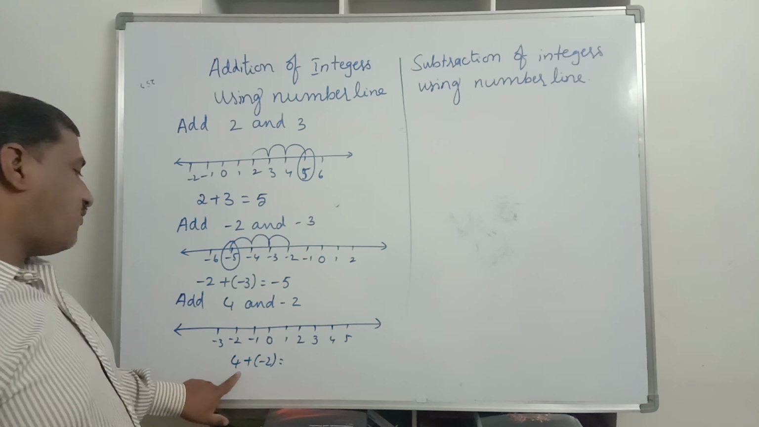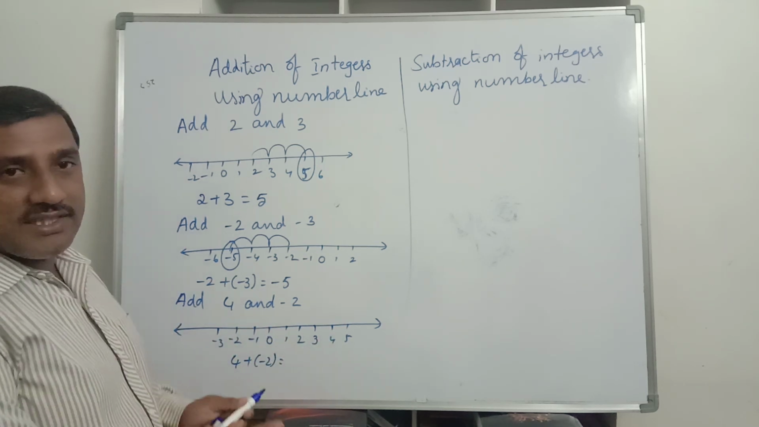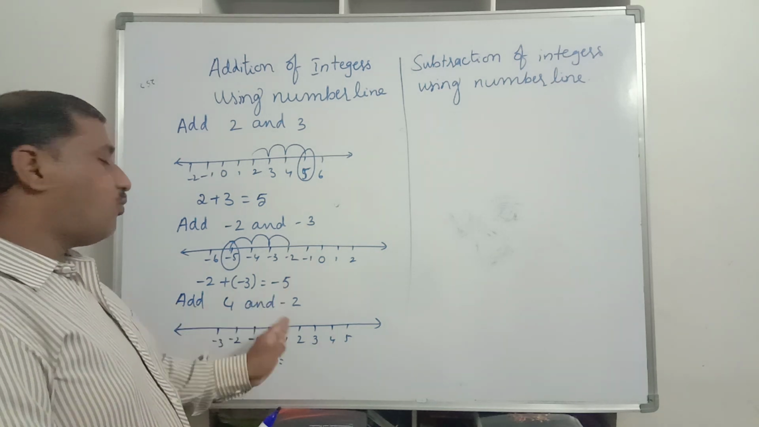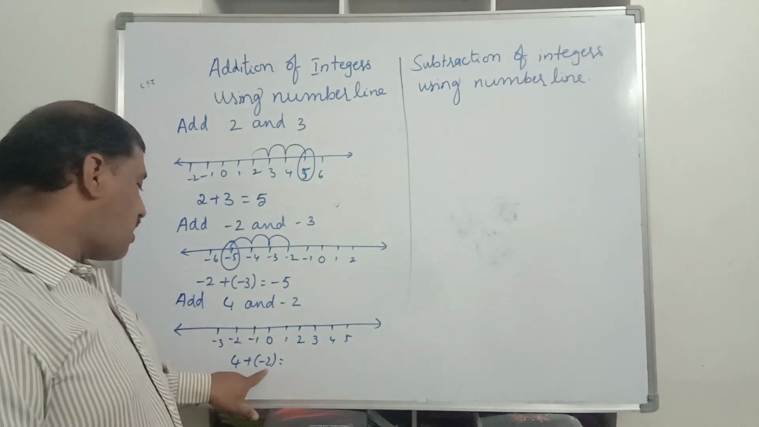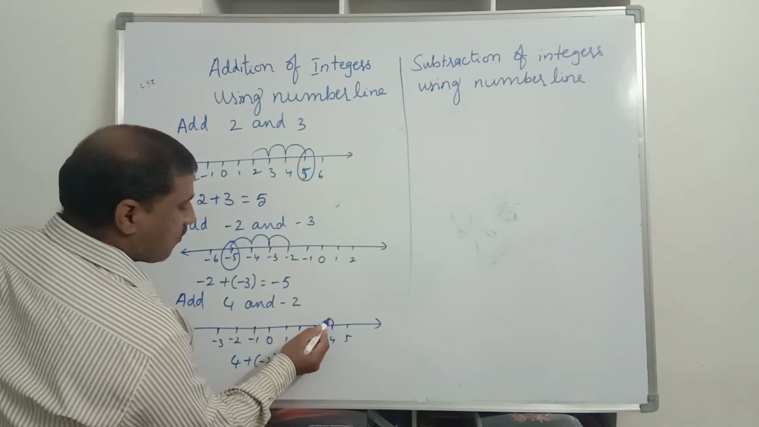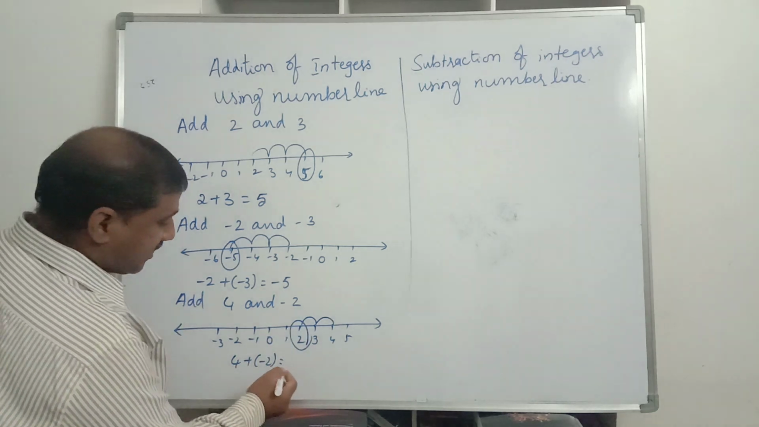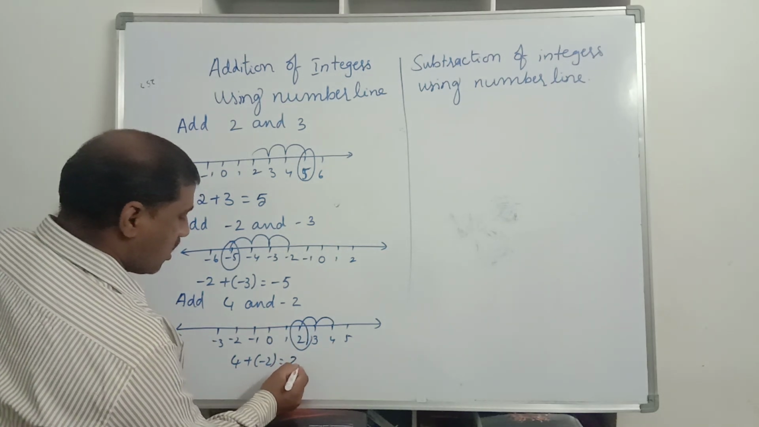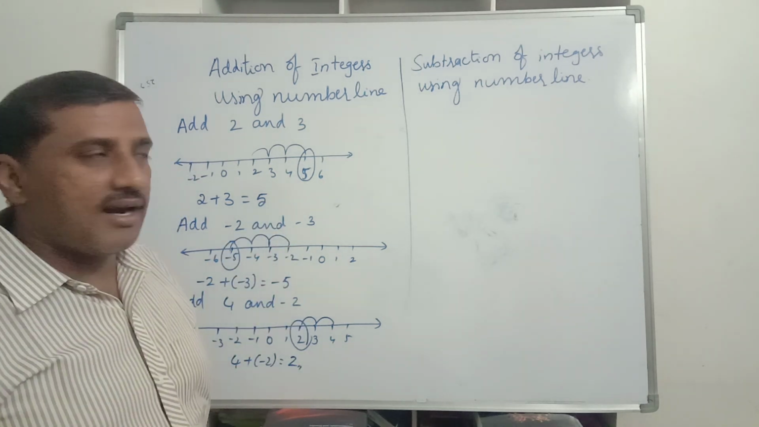First locate 4. Where is 4 on the number line? Here we have 4. To that we are adding minus 2, a negative number, so move left from 4. How many steps? As we are adding minus 2, move 2 steps, that is 1 and 2. This gives us 4 plus minus 2 is equal to 2. Like this we add integers on the number line.